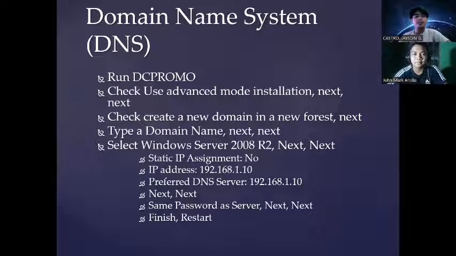Steps in Domain Name System or DNS. First, run DCPROMO. And next, check Use Advanced Mode Installation. And next, and next. Next, check Create a new domain in a new forest and click Next. After that, type a domain name, then click Next, click Next. After that, select Windows Server 2008 R2, then click Next, click Next.